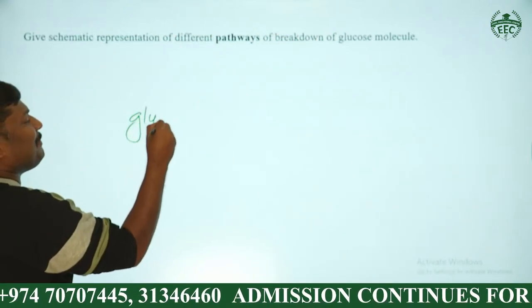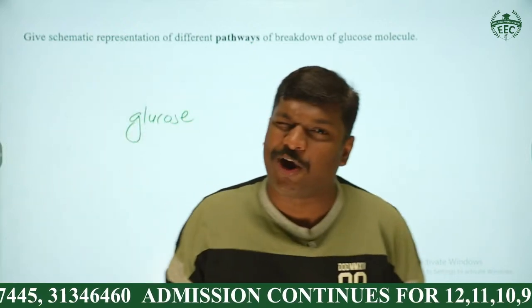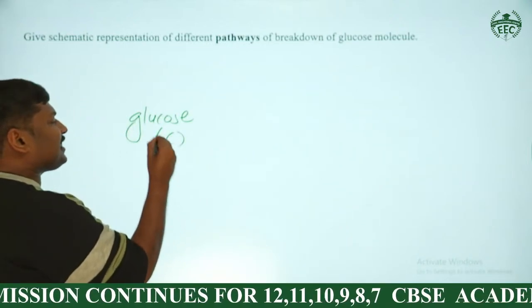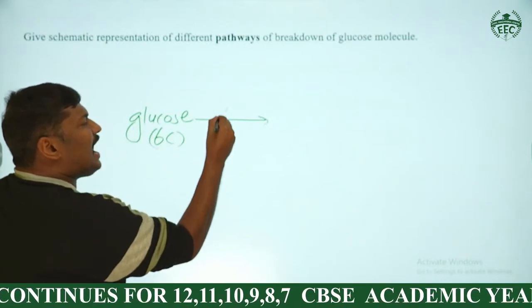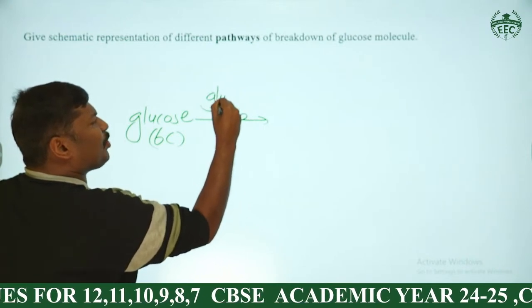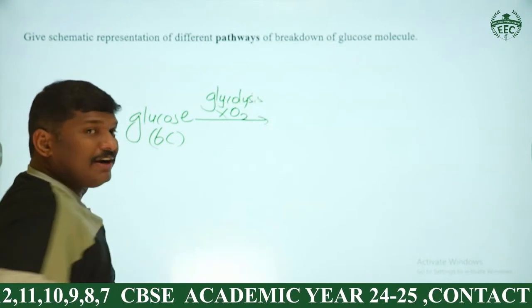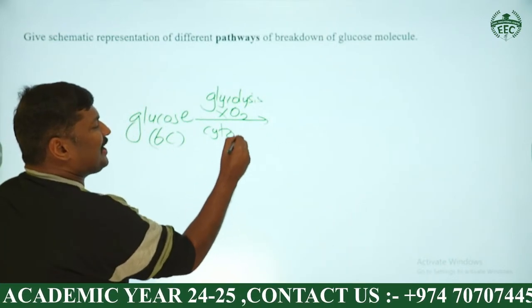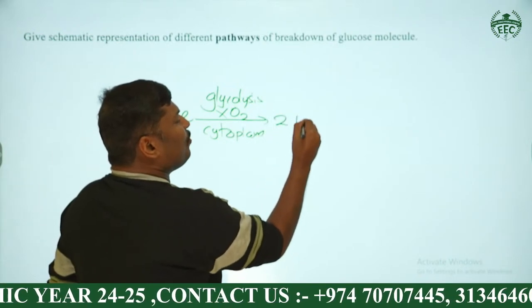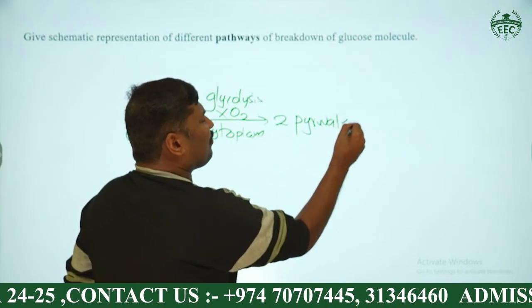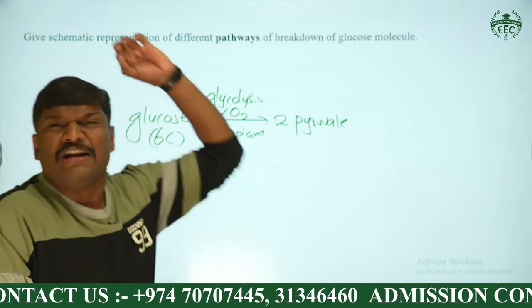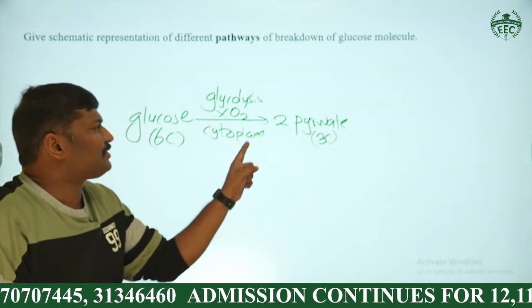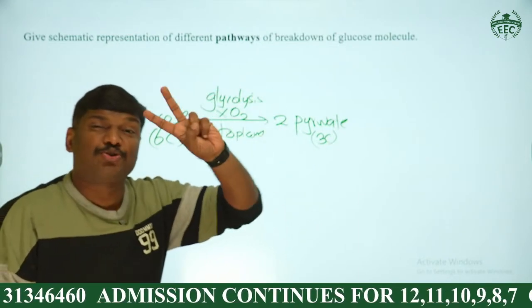What is the chemical formula of glucose? You studied, it's a carbohydrate. It's a six carbon compound, C6H12O6. Glucose, in the absence of oxygen, undergoes a process called glycolysis. What is not there in the textbook, but you have to write as something extra, is glycolysis. That process takes place in the cytoplasm to make two molecules of pyruvate. I think you are thorough with the equations, my dear students. Okay, so look at the board please. Glucose in the cytoplasm in the absence of oxygen undergoes glycolysis to make two molecules of pyruvate.